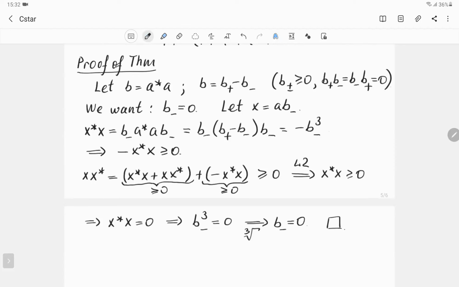So the proof is short, but is quite tricky. It's impossible to guess how Kaplanski got this idea. But anyway, the result is true. Because we've also proven that X star X is 0, right? Yeah, X star X is 0, but well, this is true. But what we really needed was to prove that B minus is 0, and so we see that B minus is indeed 0.